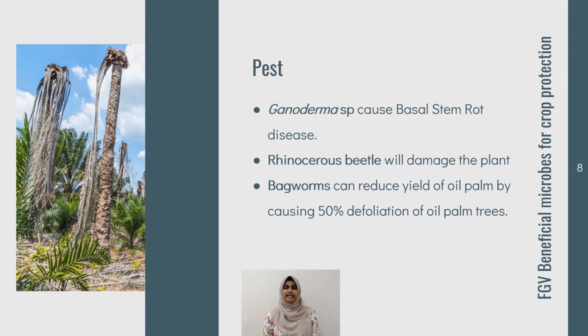I continue to explain on the beneficial microbes for crop protection. The most common pest and disease of oil palm are Ganoderma species, which can cause basal stem rot disease that can lead to reduction of oil palm yields. Second is Rhinoceros beetle, which can cause damage to the leaves of the plant. Next is bagworms, which can reduce the yield of oil palm by causing 50% defoliation of oil palm trees.